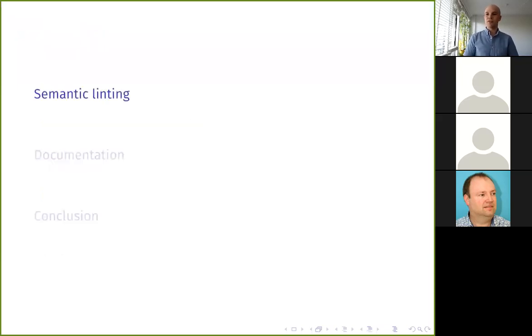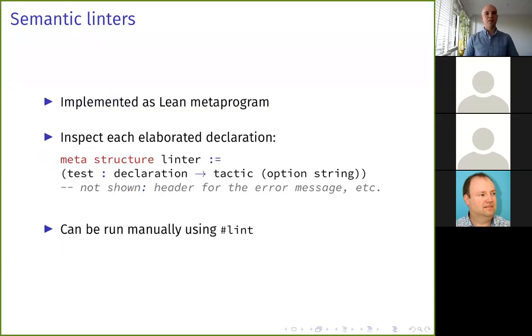Okay, so let me first tell you a bit about the linters, and then I'll tell you a bit more about the documentation. So linters are Lean metaprograms. In Lean, metaprograms such as tactics are implemented using the same syntax as definitions. They're just Lean functions, albeit they are Lean functions that use some built-in types and constants for the expressions and the environment and all the internal data structures of Lean.